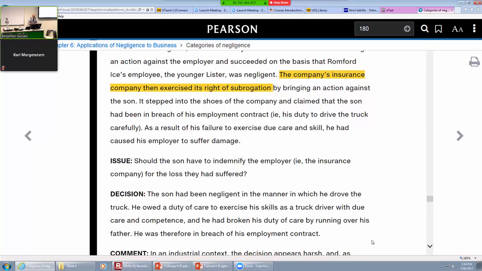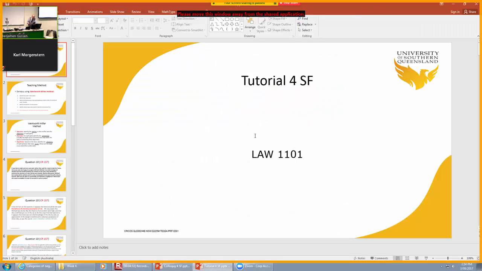It stepped into the shoes of the company and claimed that the son had been in breach of his employment contract. So the point about getting him fired. So as a result of his failure to exercise due care and skill, he had caused his employer to suffer damages. That's enough for now. Let's jump into the tutorial.